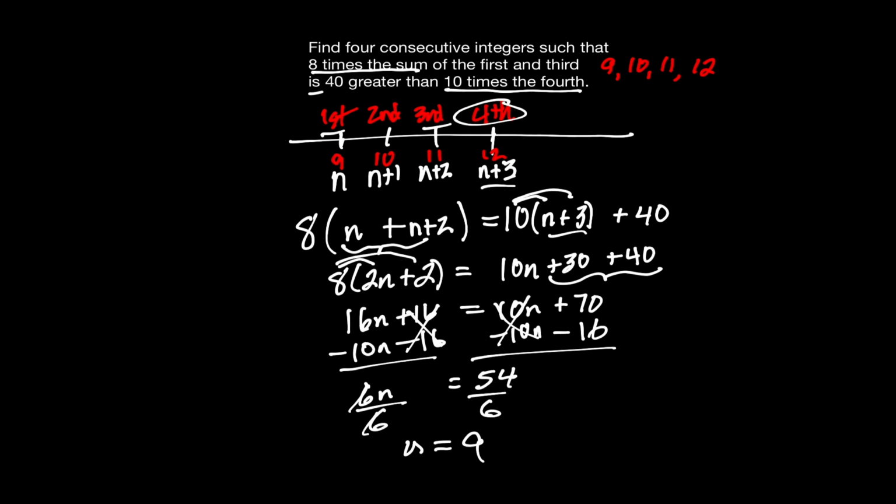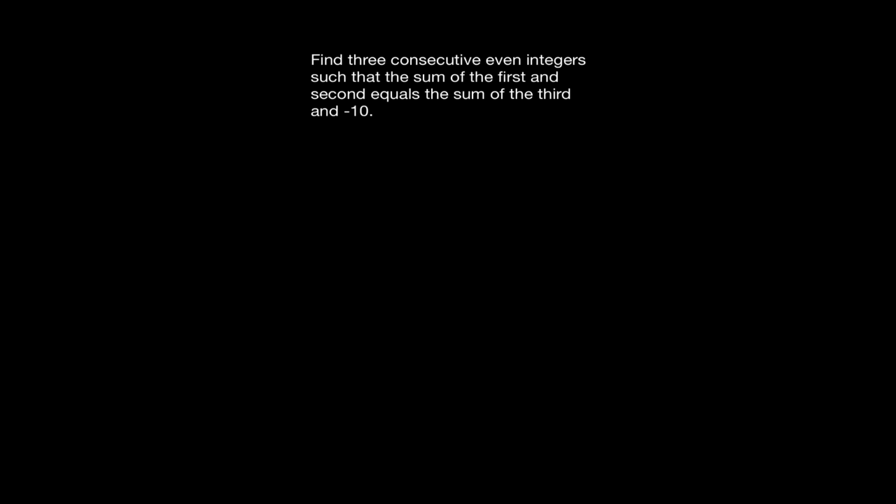All right, let's look at a third example, and I'm going to change it up just a little bit. So example number 3, we're going to find 3 consecutive even integers such that the sum of the first and second equals the sum of the third and negative 10. So the fact that these are even integers, okay, don't let that alarm us. That is going to just mean they're going to be spaced out a little bit more.